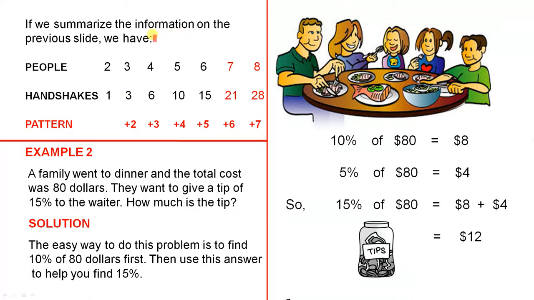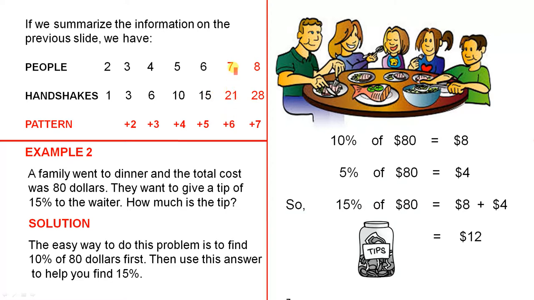If we summarize the information on the previous slide, we have 2 people, 1 handshake, 3 people, 3 handshakes, 4 people, 6 handshakes, 5 people, 10 handshakes, and 6 people, 15 handshakes. Now that's what we had on the previous slide. Here's our pattern. From here to here, it increases by 2. From here to here, increases by 3. From here to here, it increases by 4. From here to here, it increases by 5. So from here to here, it increases by 6, so that gives you 21.